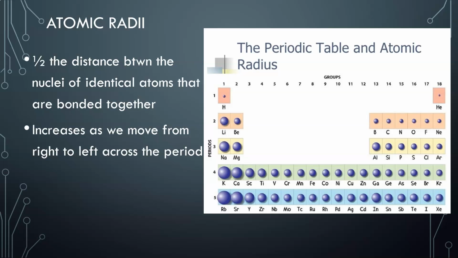It increases as we move from right to left across the periodic table. So if you start on the far side and move towards the left, they get bigger. It also increases as we move down a group. So you can see that the biggest stuff is in the bottom left and the smallest is in the top right.